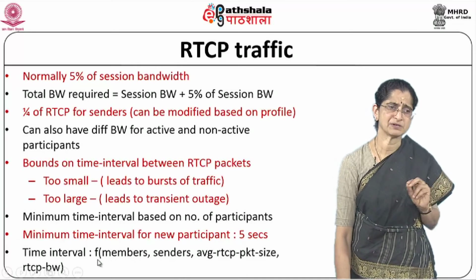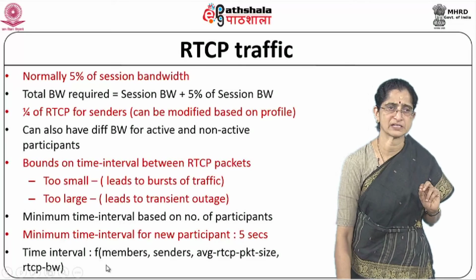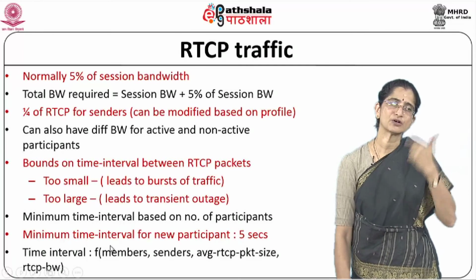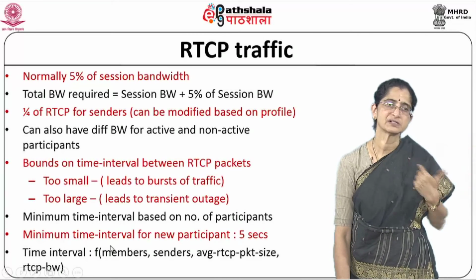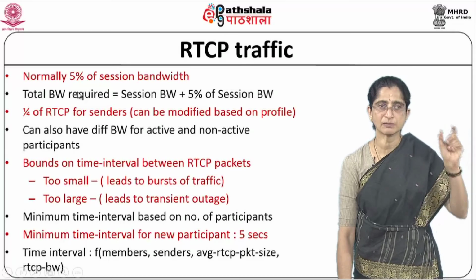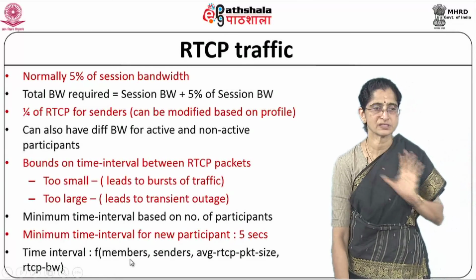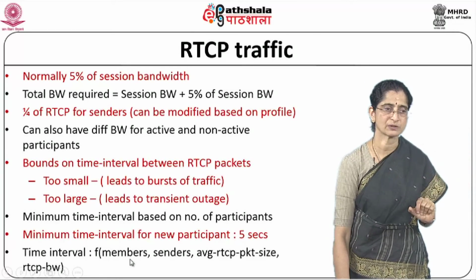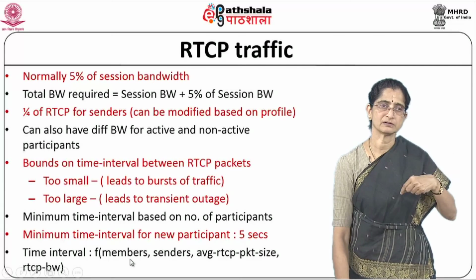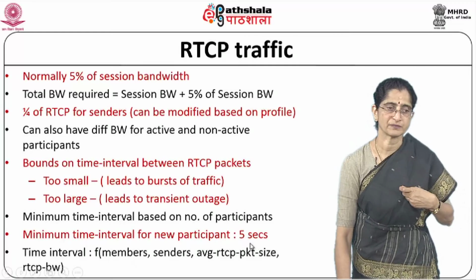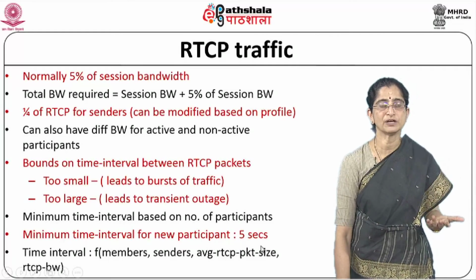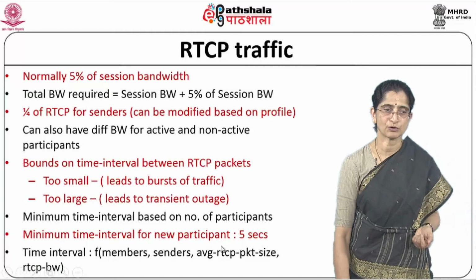The minimum time interval is normally based on the number of participants. Now, how will I know the number of participants? I will keep track of how many RRs I am getting from different receivers. Similarly, that will give me how many SRs I am getting, which gives me the number of senders, and I get the number of receivers. Both pieces of information are known to us. And for a new participant, when a participant joins the conference, within 5 seconds he will have to send his report, because you need to know that a new recipient has joined.